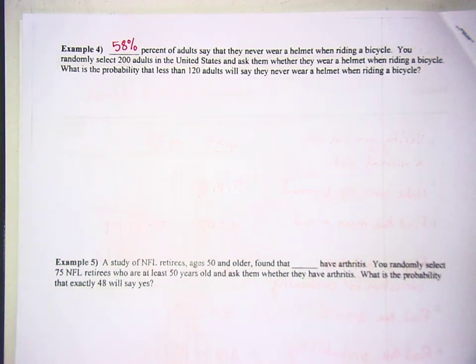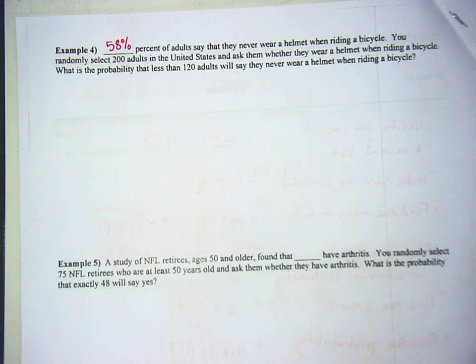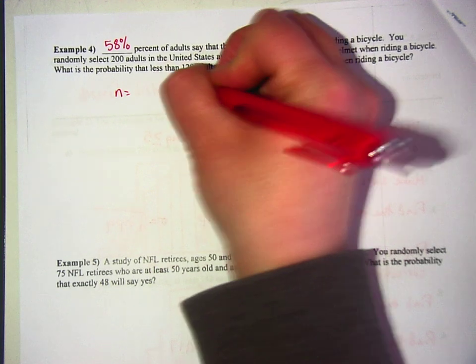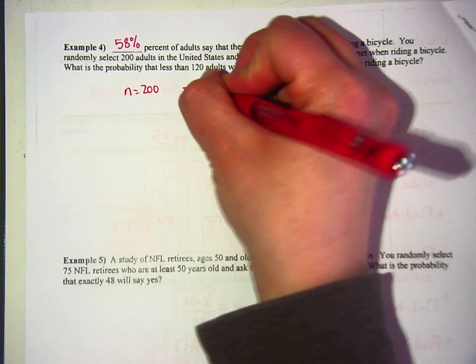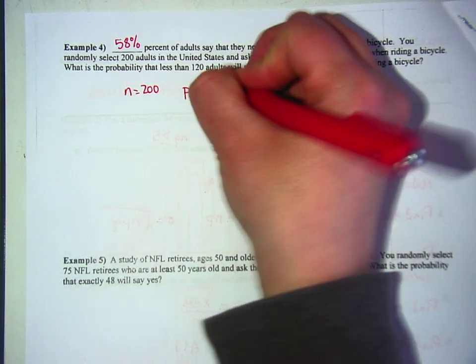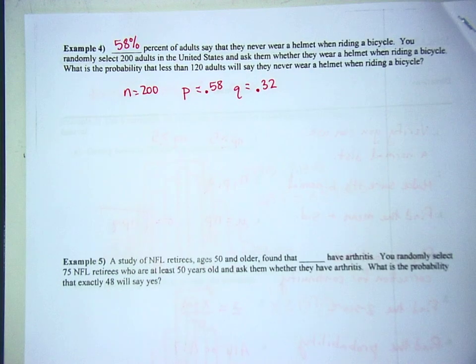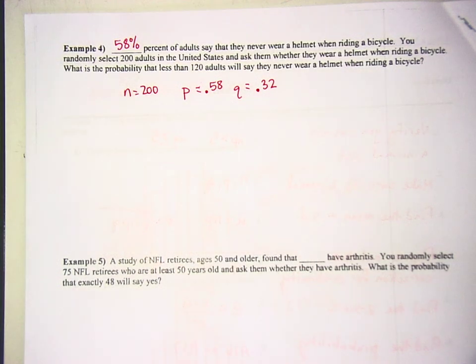I'm going to do this one with you one more time. Here we go. Okay. First thing to check is that you can do this and that it's binomial. So N, P, Q. What's N? 200. P? 0.58. In this case, the success is defined as I never wear a helmet. Q is 32%. What do you have to check to make sure that it works? N times P and N times Q. So 32% of 200. Is it bigger than 5? It's 42.